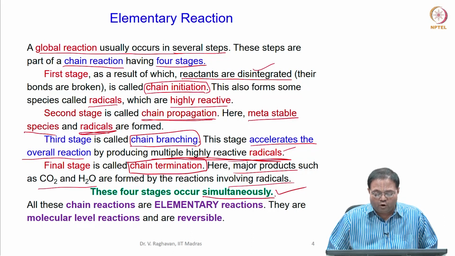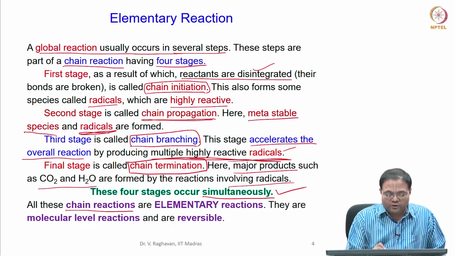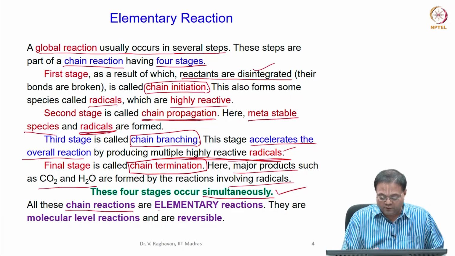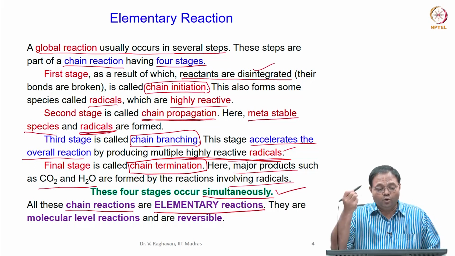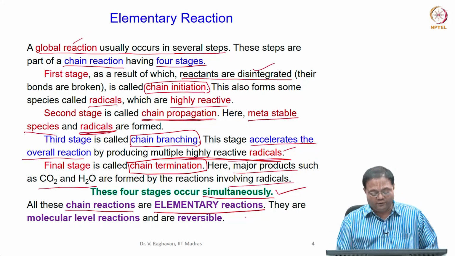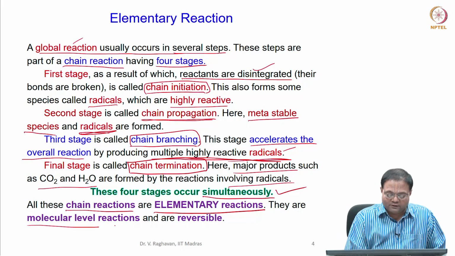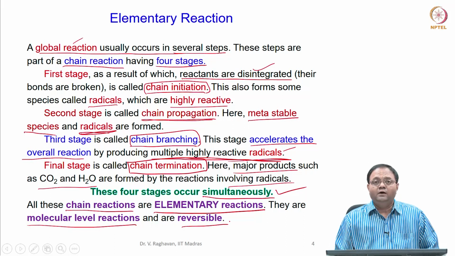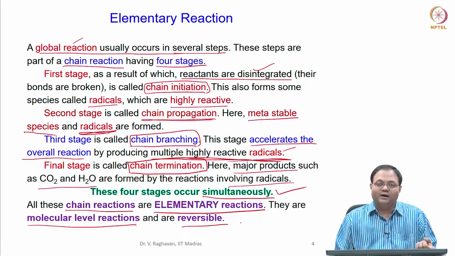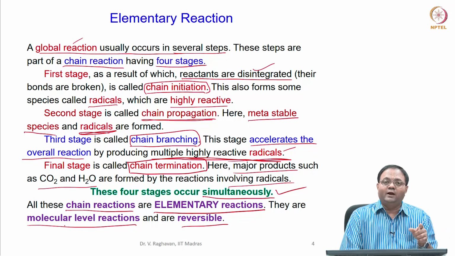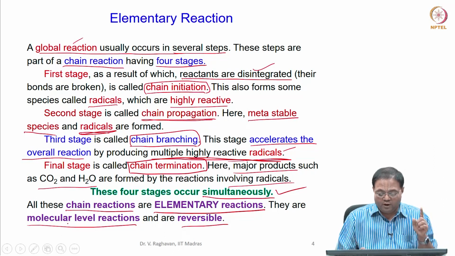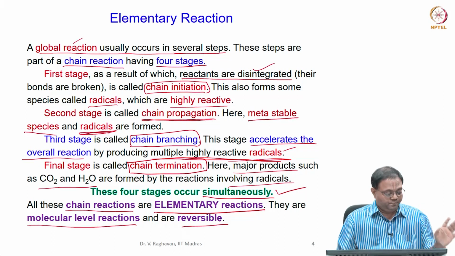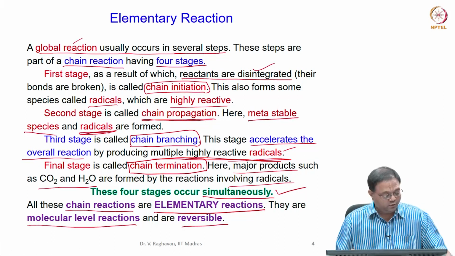The reactions which contribute to the chain reactions mentioned above, the 4 stages of chain reactions, are called elementary reactions, as opposed to the global reaction. They are molecular level reactions, and they can occur in one step, plus they are reversible also. The global reactions cannot occur in one step, and they are not reversible. Elementary reactions are molecular level reactions, global reactions are molar level reactions, and elementary reactions are reversible and can occur in a single step.